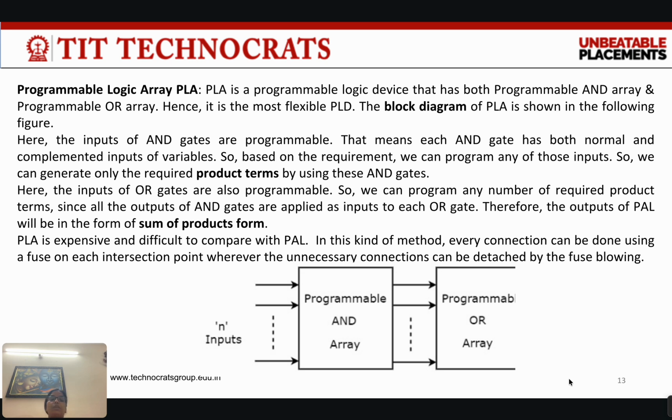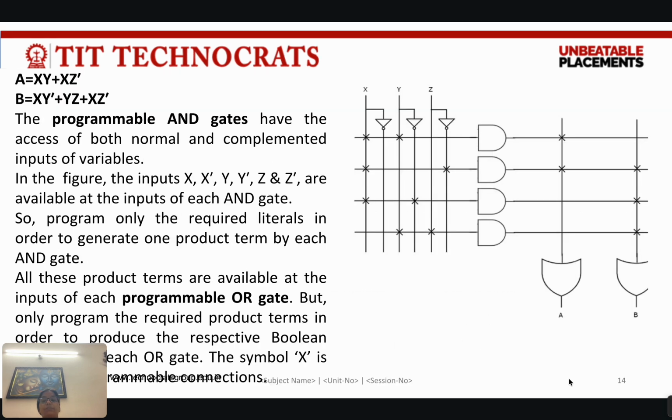Since all the outputs of AND gates are applied as inputs to each OR gate, the output of PLA will be in the form of sum of products. PLA is expensive and difficult to use compared with PAL. In this kind of method, every connection can be made using a fuse at each interconnection point. Wherever a connection is unnecessary, it can be detached by blowing the fuse.